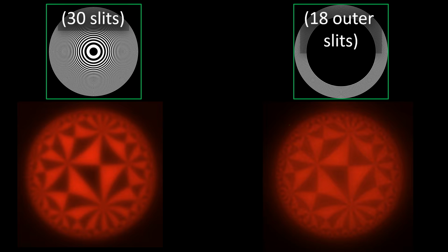So basically, what this demonstrates is that in order to accurately create an image that contains both small and large features, it's essential that you use both high and low spatial frequency diffraction.